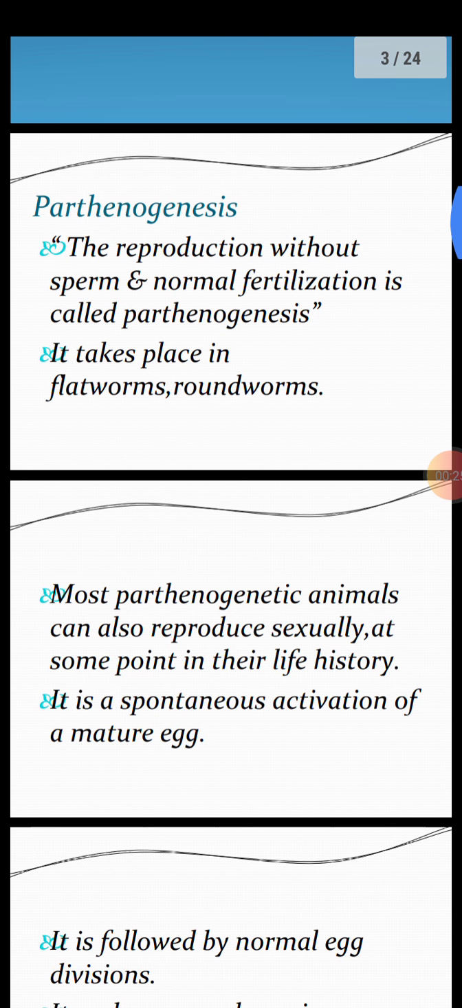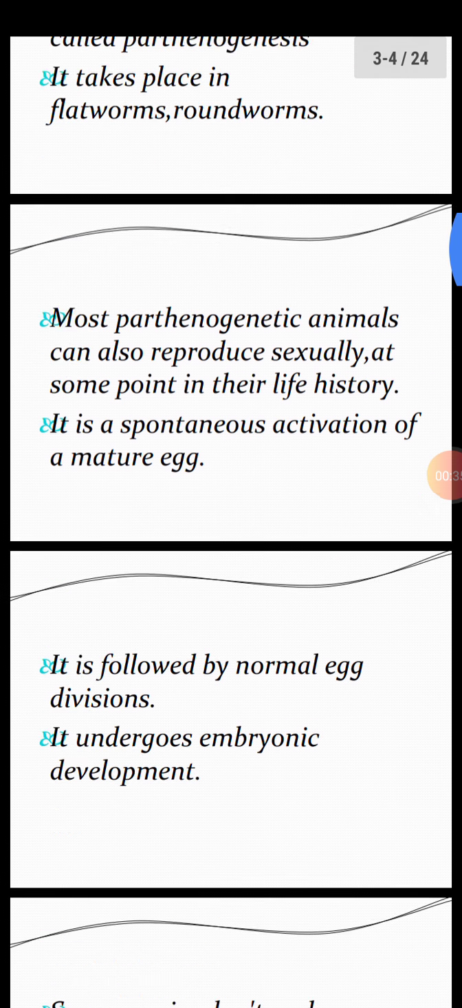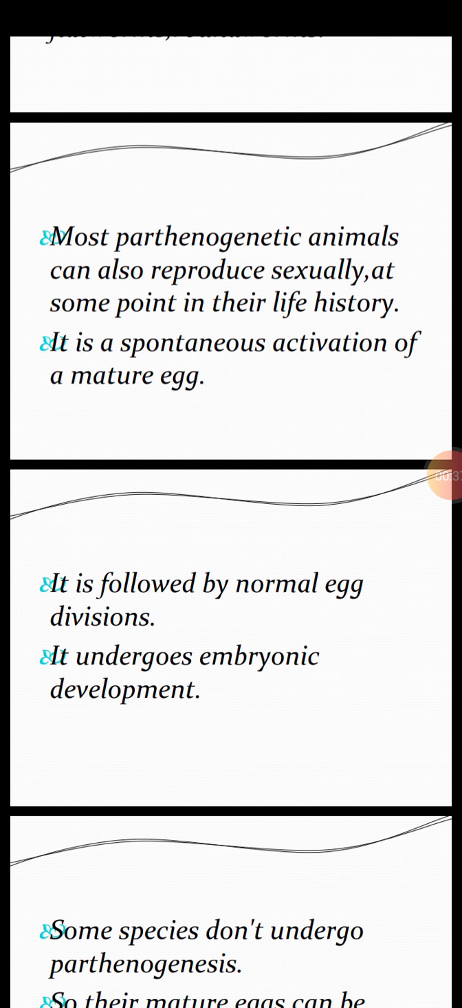Most parthenogenetic animals can also reproduce sexually at some points in their life histories. It is a spontaneous activation of their mature egg, followed by normal egg development. It undergoes embryonic development.